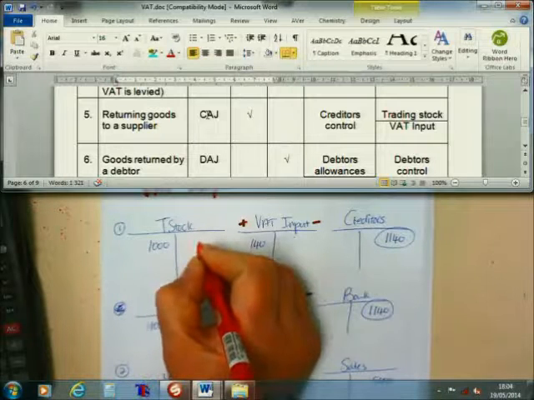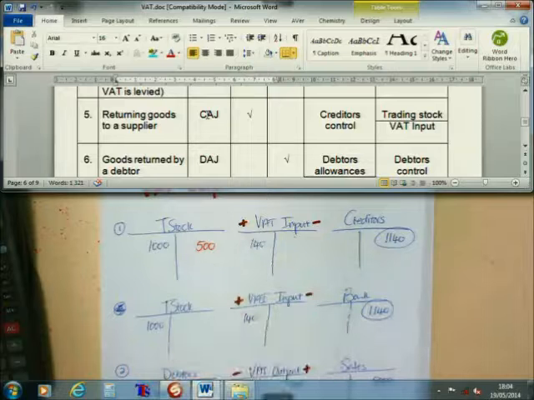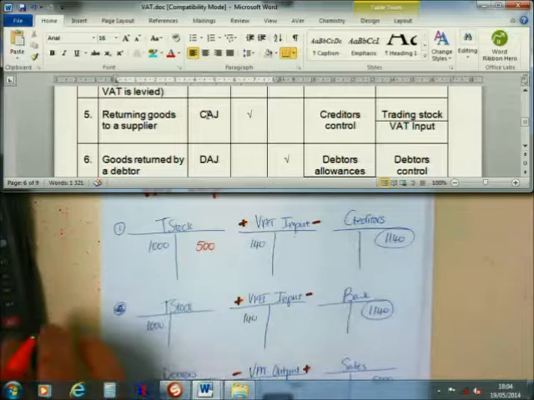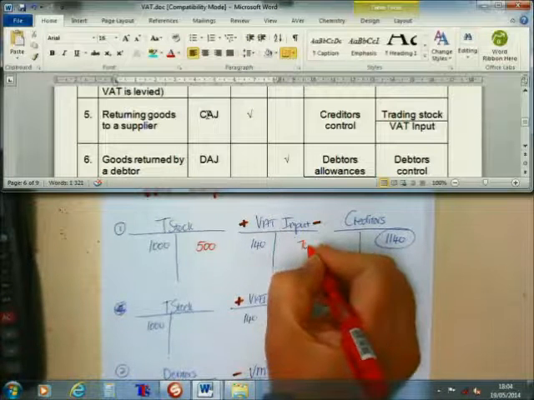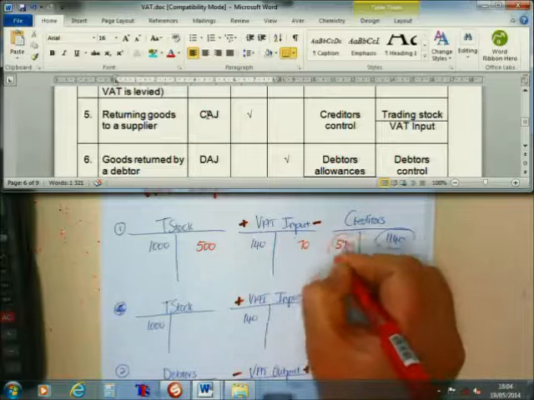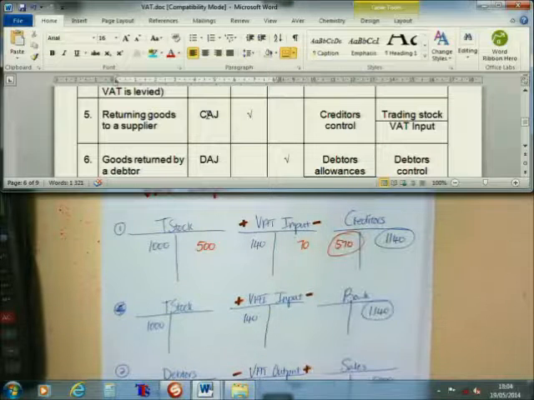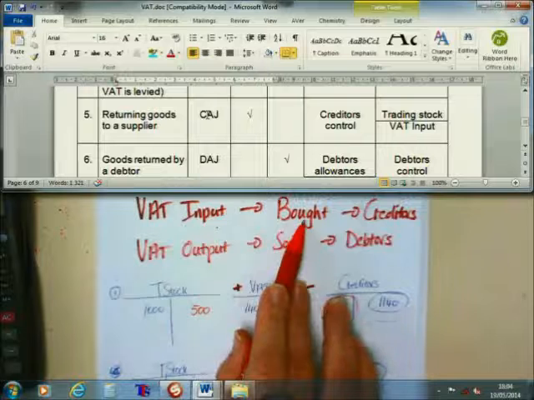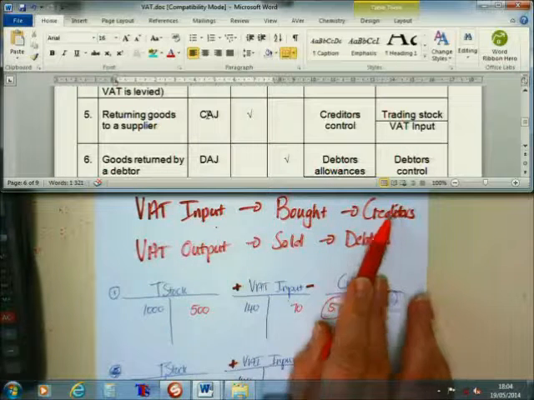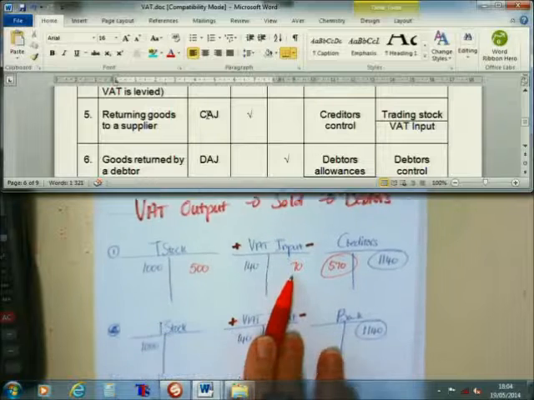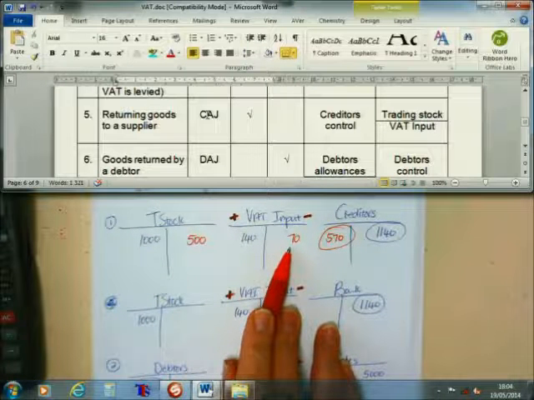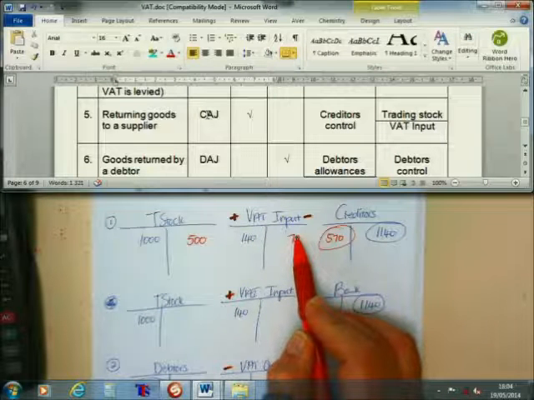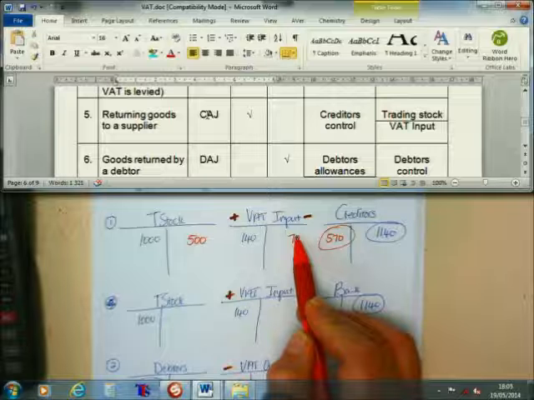So the trading stock become less with 500 Rand. The VAT input, 500 times the 14% gives you 70 Rand. And we owe the creditors 570 Rand less. And we stick to the input because we are busy with creditors, because we bought, we are busy with creditors. When we're busy with creditors, it's input. So it's on the minus side of input because we owe the creditors less and our input VAT become less because we returned half of the goods.